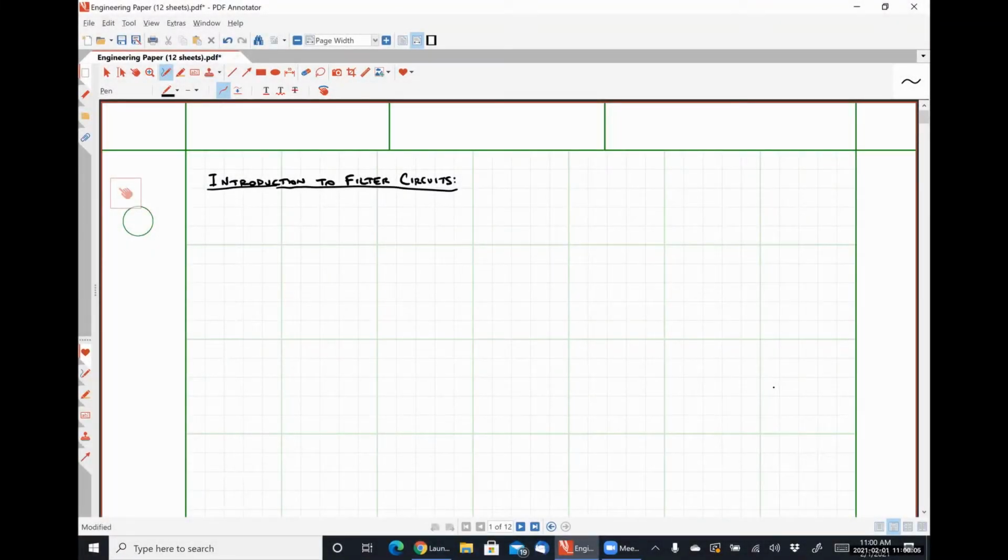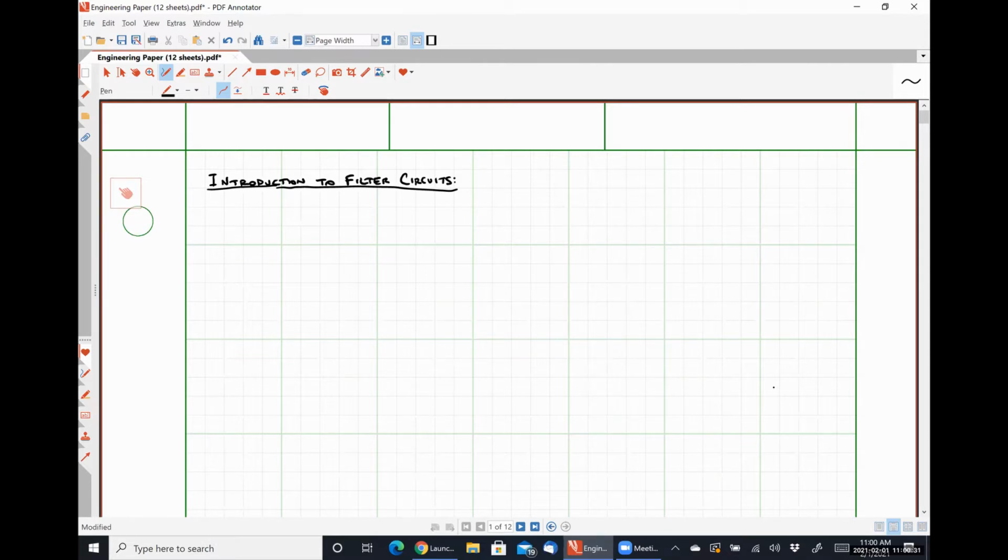Today we are going to talk about filter circuits, and we're going to restrict things to passive first order filters today. So anybody have any idea what filter circuits might be used for? Let's start there. Anybody heard of filters or anything like that?